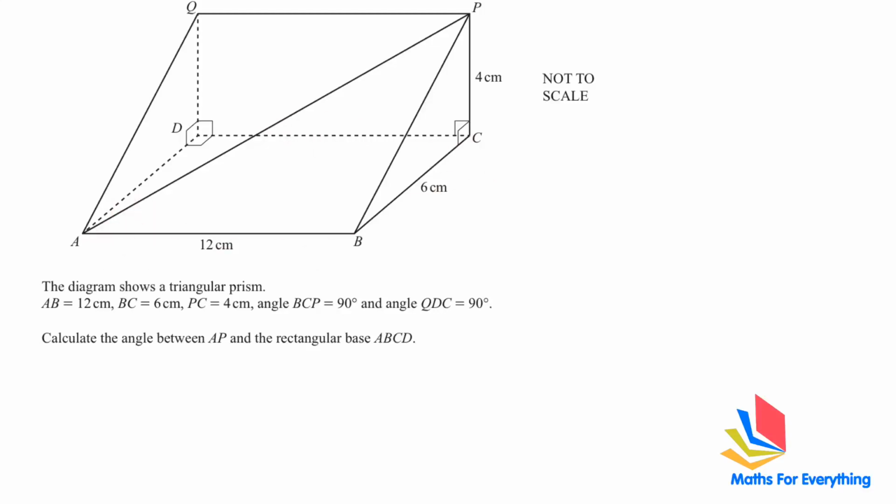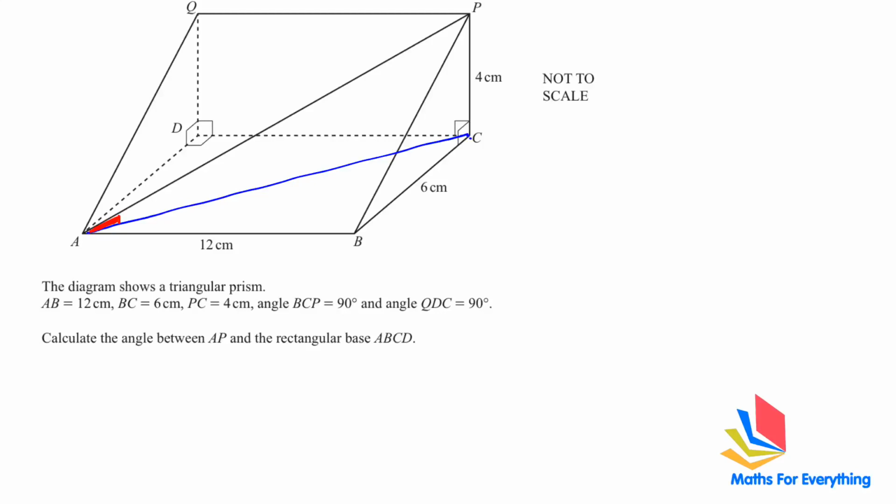The first thing we'll do is join the line AC. Now you understand that this is the angle we need to find. We have the opposite side given to us. We need one more side. We need to find AC.